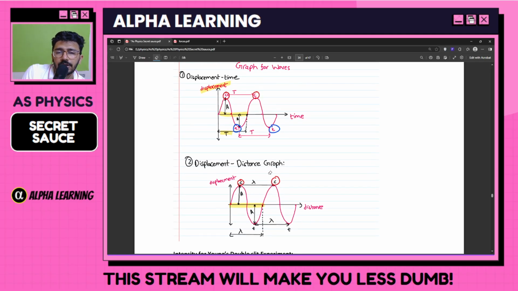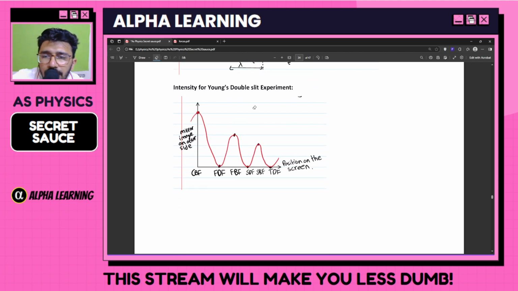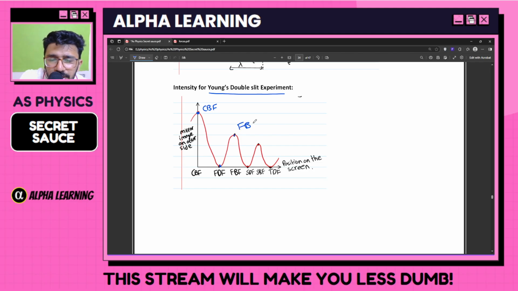However, on a displacement time graph, the time taken by one wavelength or one wave is known as time period. Simple. Okay, now you have some intensity graphs as well. In a Young's double slit experiment, the highest intensity is at the central bright fringe. Then you have the first dark fringe, then you have the first bright fringe. The intensity keeps on fluctuating between the bright fringe, dark fringe, bright fringe, dark fringe.